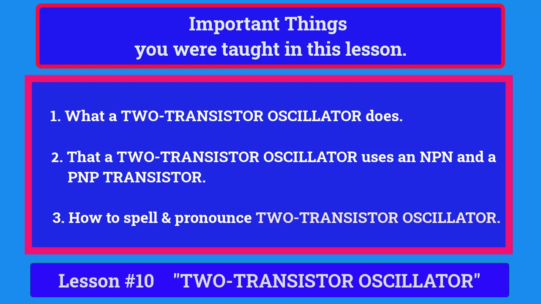Here are some important things you were taught in this lesson. 1. What a two-transistor oscillator does. 2. That a two-transistor oscillator uses an NPN and a PNP transistor. 3. How to spell and pronounce two-transistor oscillator.